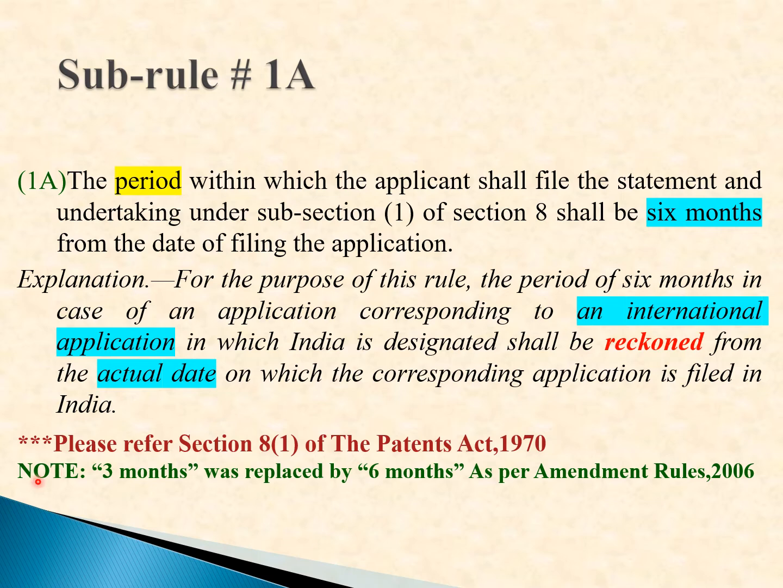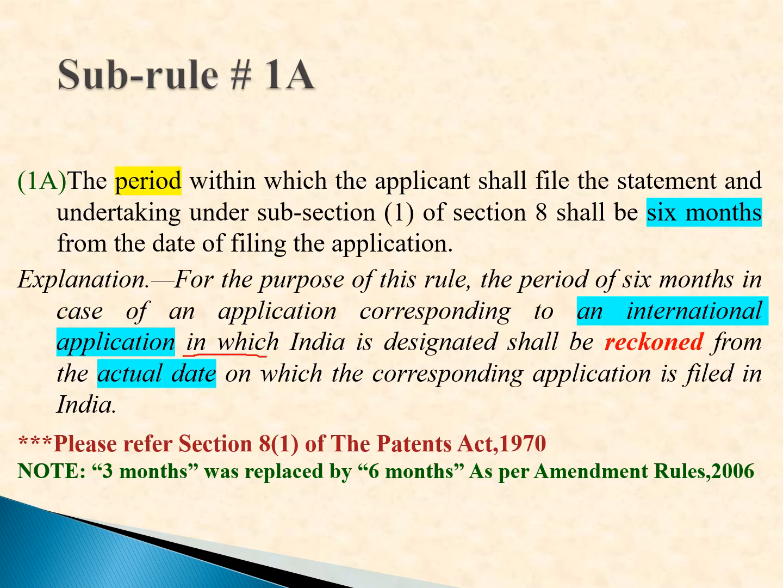And remember this thing, I have written here as a note: 3 months was replaced by 6 months as per Amendment Rules 2006. Okay, so as per Amendment Rules 2006, this 6 months was substituted. That means earlier it was 3 months, and as per the Amendment Rules 2006 it got corrected to 6 months. Okay. So the explanation is the same thing. For the purposes of this rule, the period of 6 months in the case of an application corresponding to an international application in which India is designated. So remember this thing.